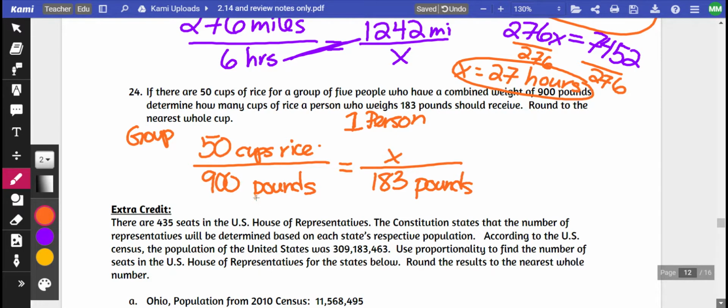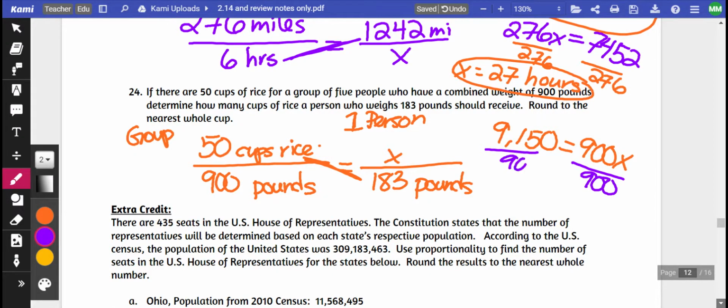So you're going to cross multiply. Multiply 50 and 183. You get 9,150, and it's going to be equal to 900x. So to solve, divide by 900, and we get 10.167. So this would round to 10 cups of rice.